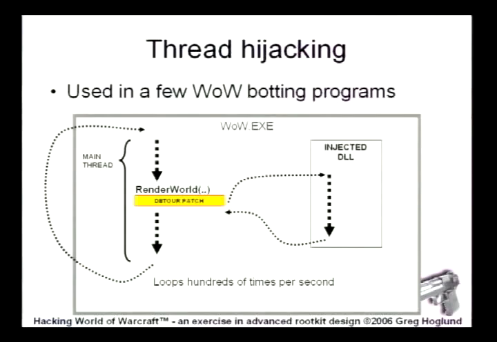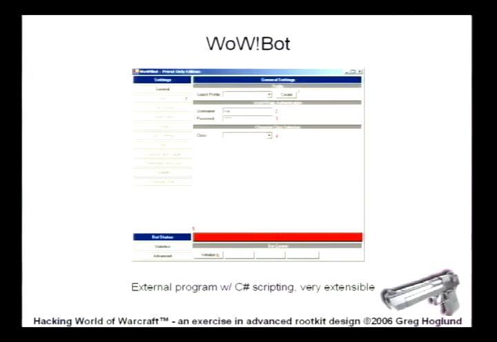So here's how the original bot worked. Now, this is detected by Warden, so this is not the new stuff. We use Microsoft Detours, Detour Render World, which is called many, many times per second, and it detours into an injected DLL where processing takes place, such as forcing movement, casting spells, and then it returns back. Here's a screenshot of the actual bot program right here. It's written in C#. You can extend it in a variety of ways. You can go download this off the net today.